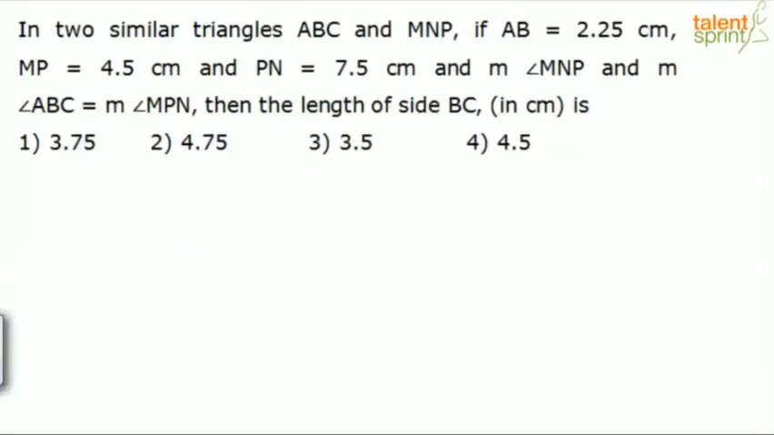Next question. Now this is from triangles, geometry. In two similar triangles, ABC and MNP, if AB is 2.25, MP is 4.5, and PN is 7.5 centimeters, and the measurement of angle MNP and angle ABC is equal to angle MPN, then the length of side BC is. Answer options are 3.75, 4.75, 3.5, and 4.5. I think 10 seconds, not more than that.